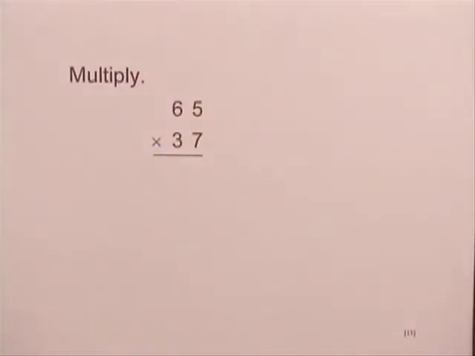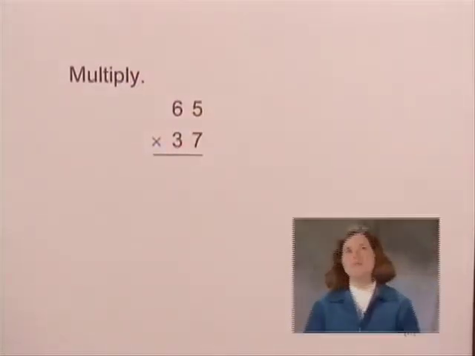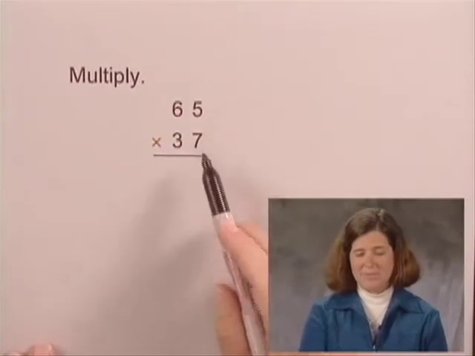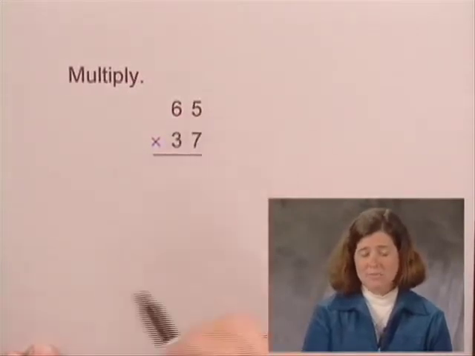In this problem, we're asked to multiply two whole numbers. We'll multiply 65 times 37. In order to do this, we'll first multiply 65 by 7. 7 times 5 is 35.